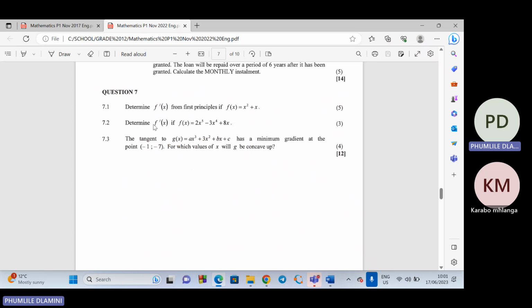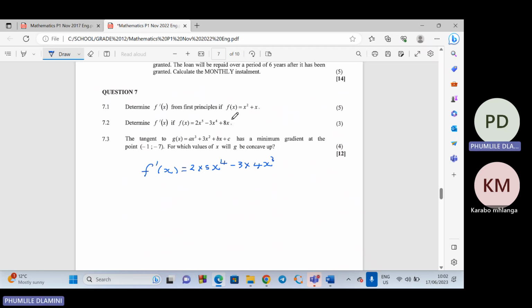Then it will say determine f prime of x if f of x. When they say determine f prime of x without stating that you must use the first principle, it means that you are using the formula that I gave you. Then when you use it, you just say f prime of x equals to what? You take 5 down, it's going to be 2 multiplied by 5, x to the power 5 minus 1, you know it's going to be 4, minus 3 multiplied by 4, x to the power what?